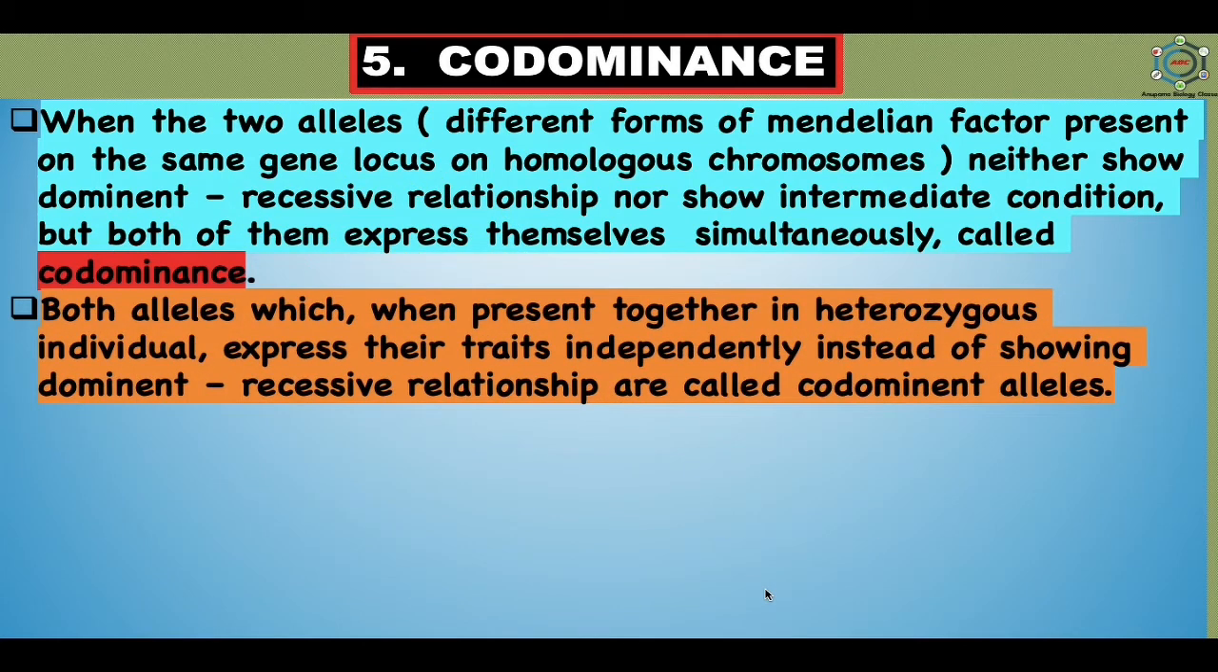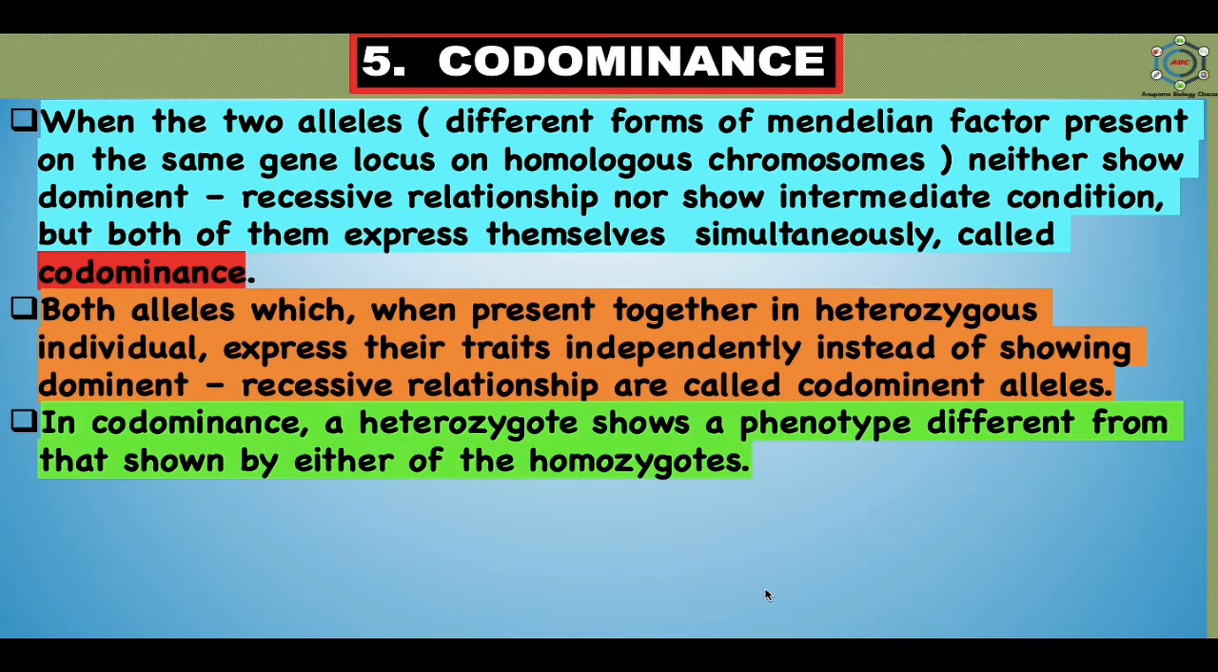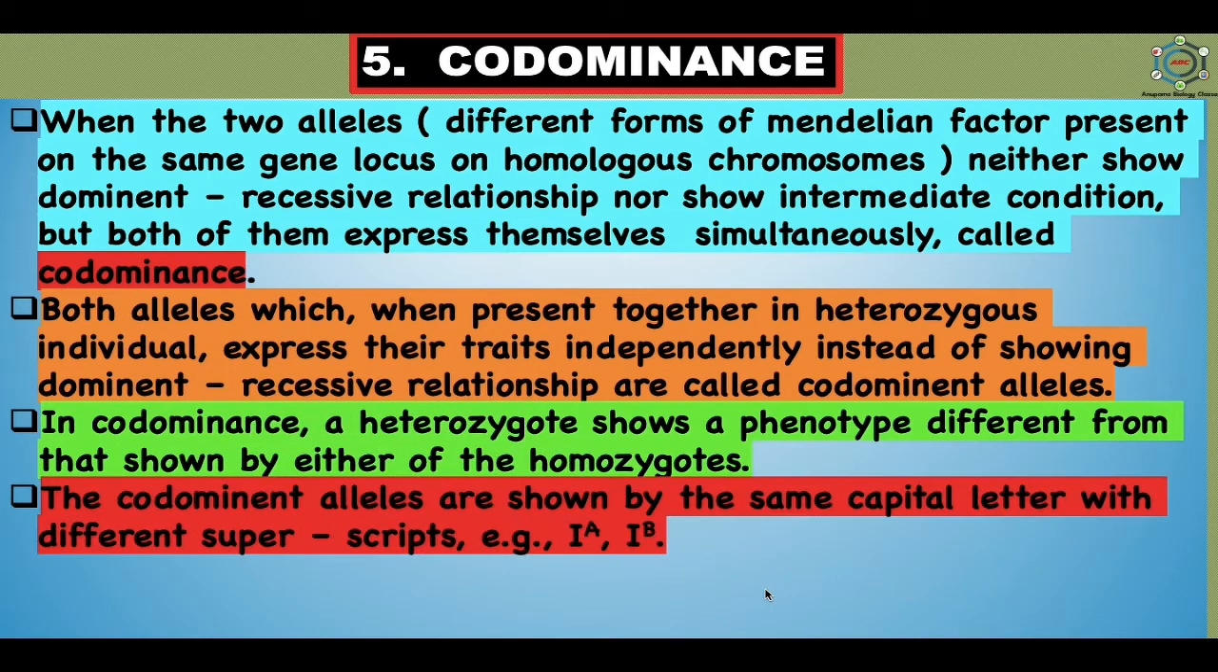Both alleles which, when present together in a heterozygous individual, express their traits independently instead of showing a dominant-recessive relationship are called codominant alleles. In codominance, a heterozygote shows a phenotype different from that shown by either of the homozygotes. The codominant alleles are shown by the same capital letter with different superscripts, for example IA, IB.